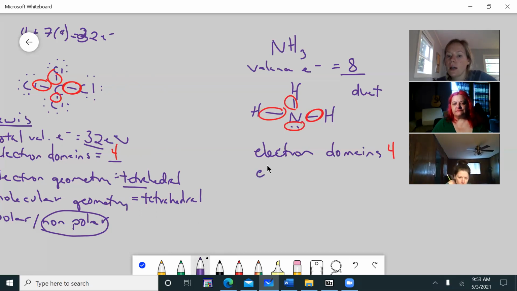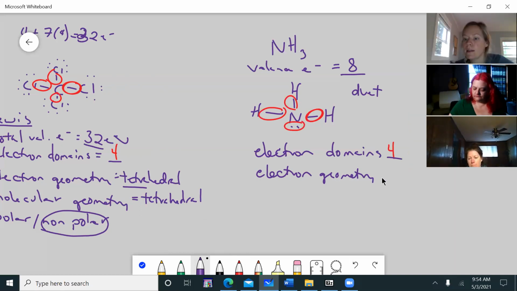Now for the electron geometry, you literally only look at how many domains you have. So how many do we have? 4. What is our 4 shape? Our 4 shape is tetrahedral. Okay, now we've got to think about what the atoms look like. So the molecular geometry.